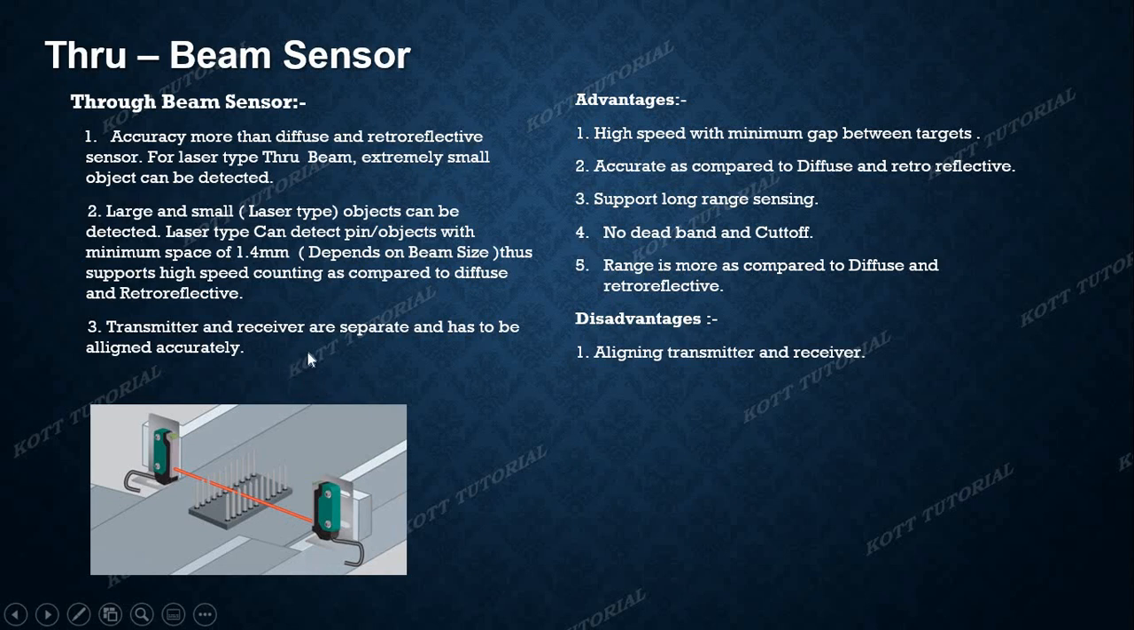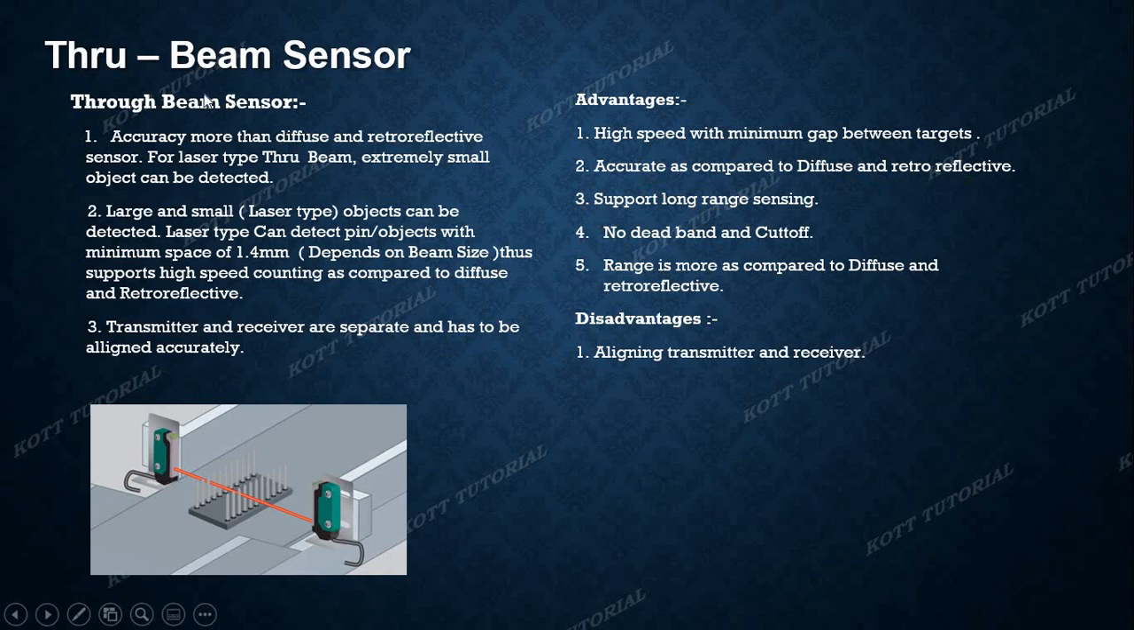When we say through beam sensor, transmitter and receiver both come in a single package. So these sensors are the most costly as compared to the diffuse or retroreflective type. So we have to align this transmitter and receiver accurately, otherwise it will not work properly. What are the advantages? High speed with a minimum gap between targets, it is accurate as compared to diffuse and reflective, yes. Supports a long range, yes.